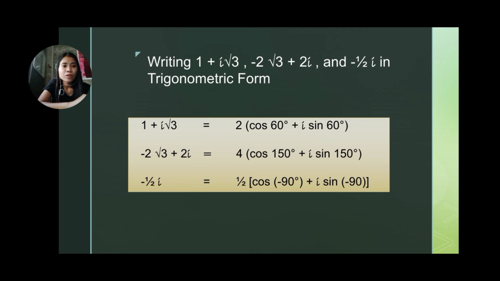So 1 plus i square root of 3 is equal to 2 times the quantity cos 60 degrees plus i sin 60 degrees. Then negative 2 square root of 3 plus 2i is equal to 4 times the quantity cos 150 degrees plus i sin 150 degrees. And lastly, negative 1 half i is equal to 1 half times the quantity cos negative 90 degrees plus i sin negative 90 degrees.